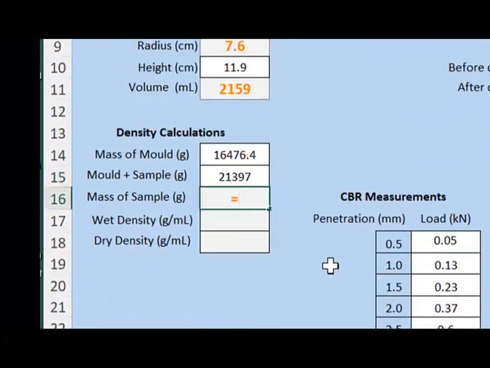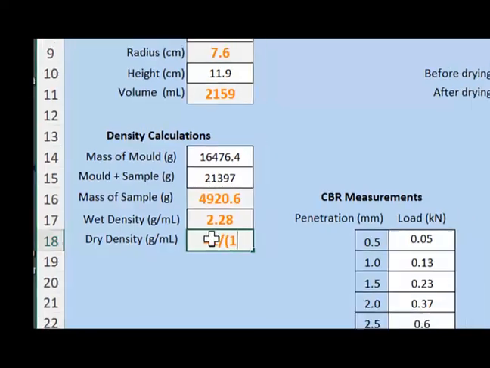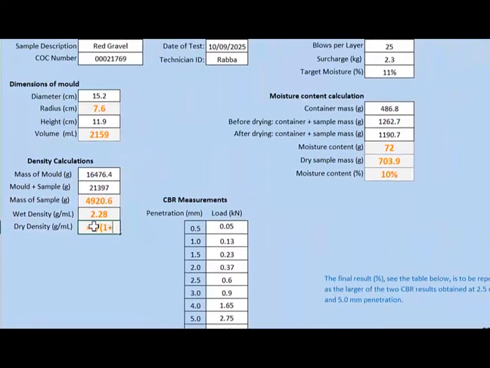Now to determine the mass of the compacted sample, subtract out the mass of the mould from the mould plus sample mass. Wet density is then calculated as mass divided by volume of the sample. Now the dry density is obtained by correcting for moisture content. In this case it's 100 over 110 times the wet density.